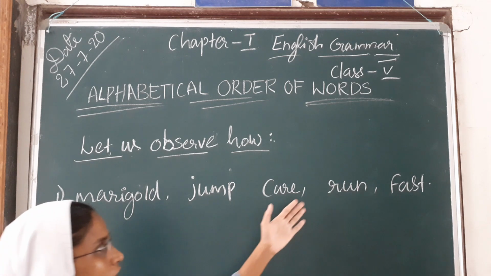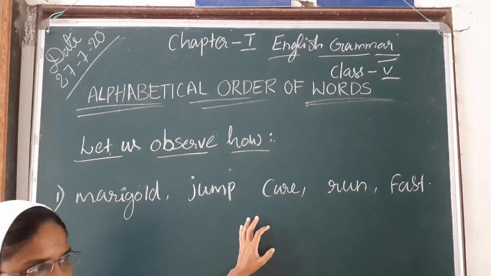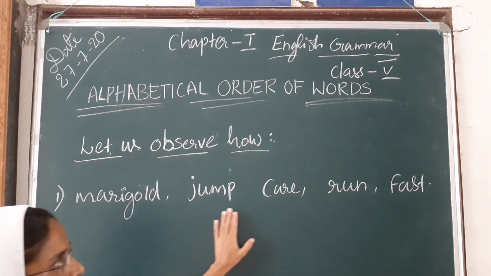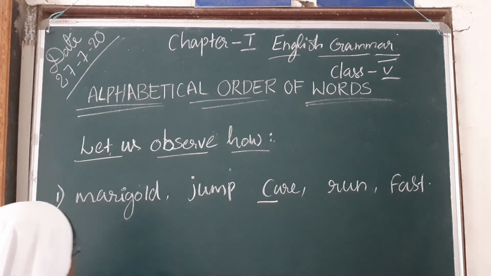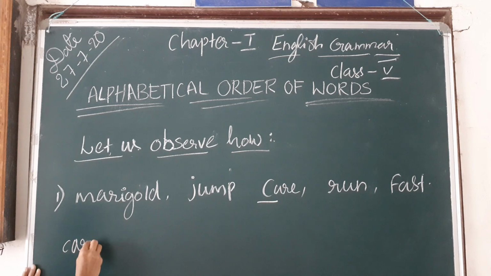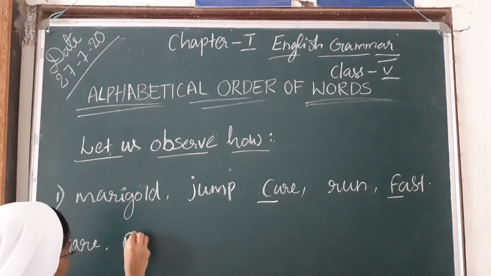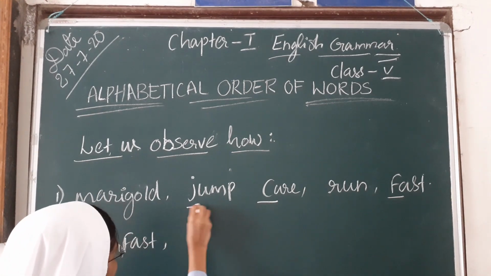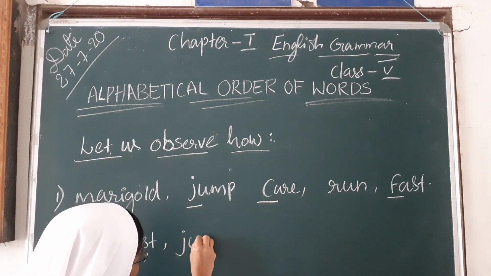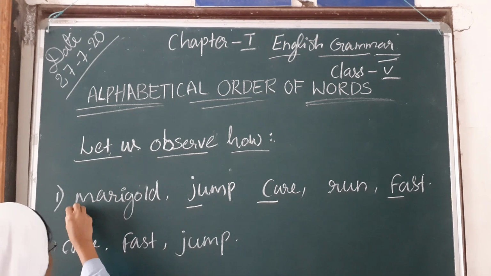Jump, care, run, fast. Now through these 5 words, which letter comes first? First one comes C: C-A-R-E, care. Second comes fast, F-A-S-T. Then third comes jump, J-U-M-P.